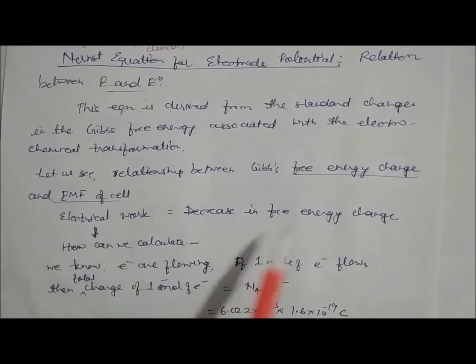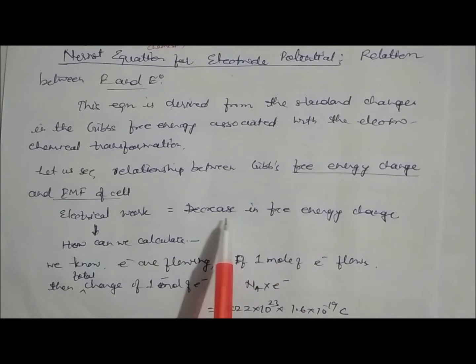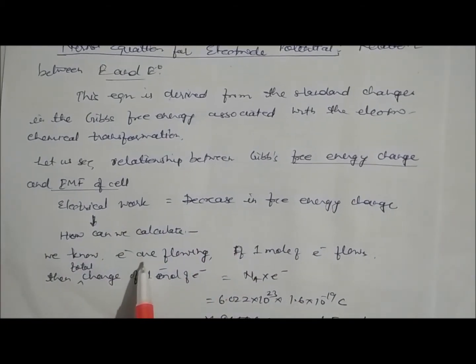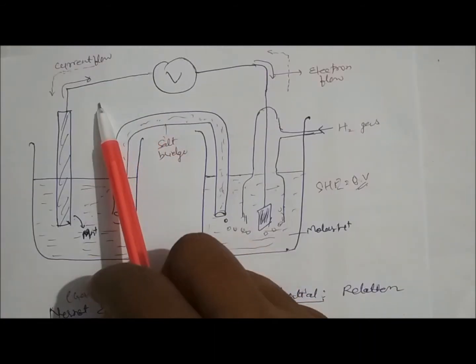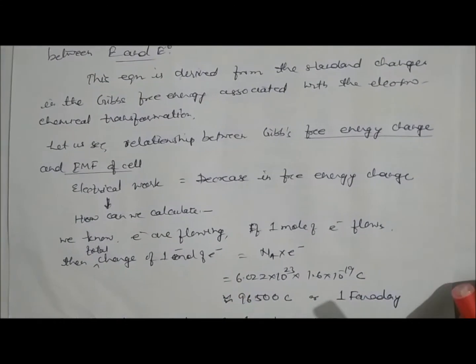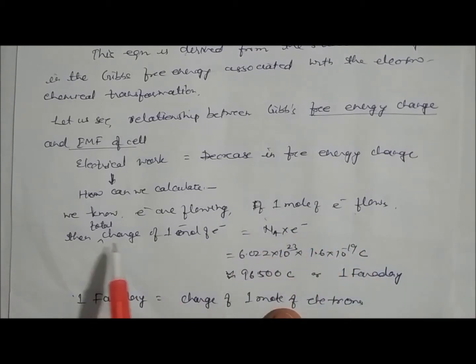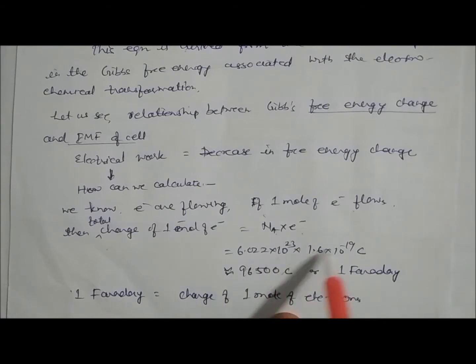We know the Gibbs free energy change is nothing but the electrical work, and when the free energy decreases, electrical work is done. How can we calculate this work? In the potentiometer wire, electrons are flowing. If 1 mole of electrons flows in the wire, the total charge on those electrons will be Avogadro number times e. If you calculate, it becomes approximately 96,500 coulomb, and this is called 1 Faraday. So 1 Faraday is the charge of 1 mole of electrons.